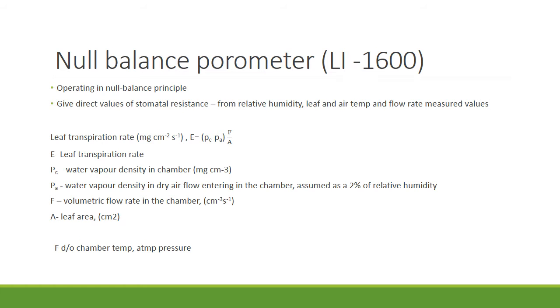The leaf transpiration rate E is equal to (Pc minus Pa) times F divided by A. E is the leaf transpiration rate, which is expressed in milligram per centimeter square per second. Pc is the water vapor density in the chamber, which is expressed in milligram per centimeter cube. And Pa is the water vapor density in the dry airflow entering the chamber. It is assumed as 2% of the relative humidity. F is the volumetric flow rate in the chamber, and A is the leaf area, expressed in centimeter square.